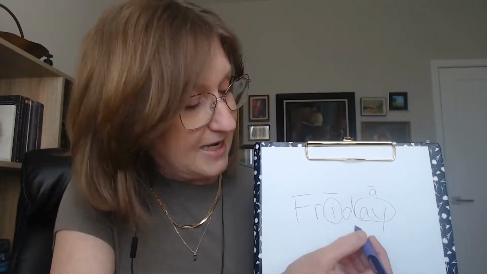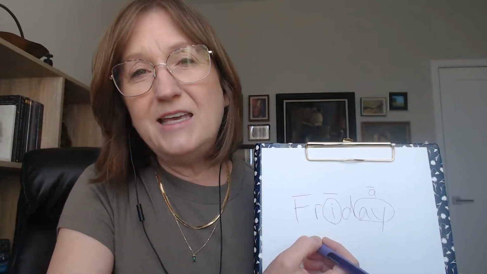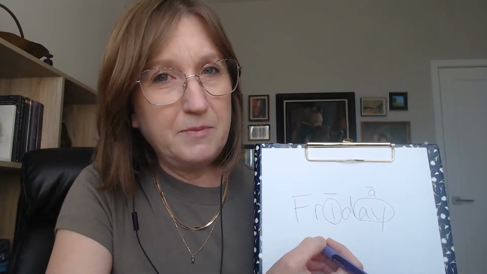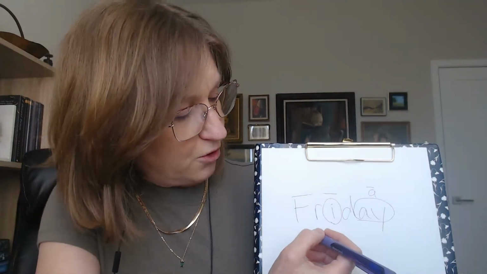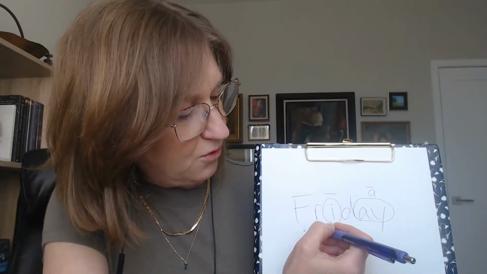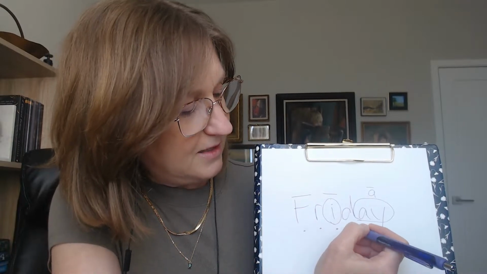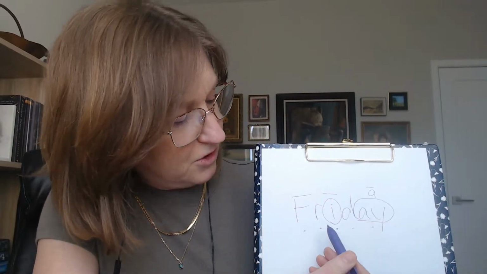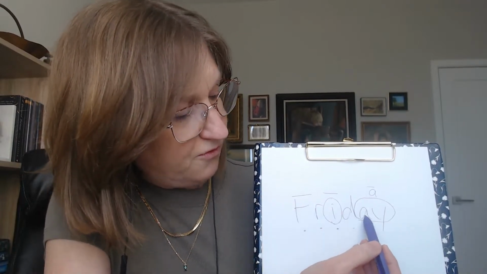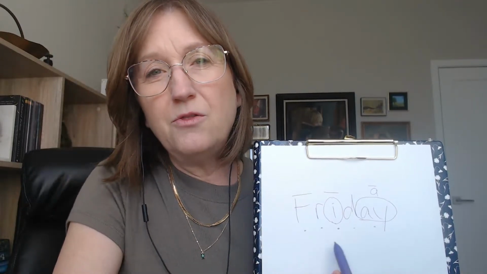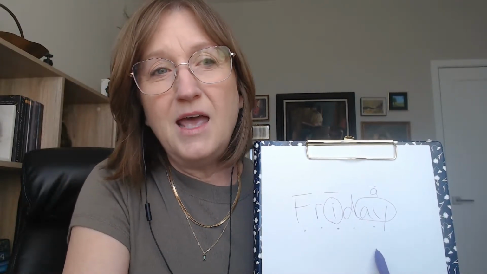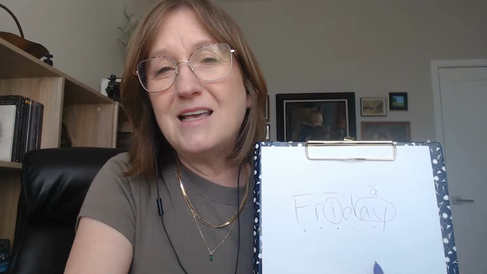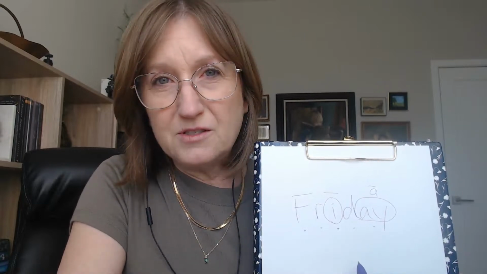Now what we do is we tap the sounds. We say each sound as we look at it, and we tap each one in order. So f, I, d, A. So even though there are 1, 2, 3, 4, 5, 6 letters in that word, there's only 5 sounds. And we always tap the sounds, not the letters.